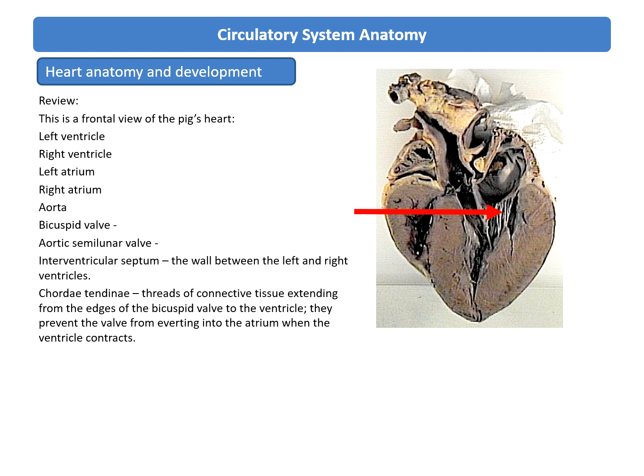Chordae tendineae, these are threads of connective tissue extending from the edge of the valves into the ventricles. They prevent the valves from everting, from bending the wrong way during contraction of the ventricles.